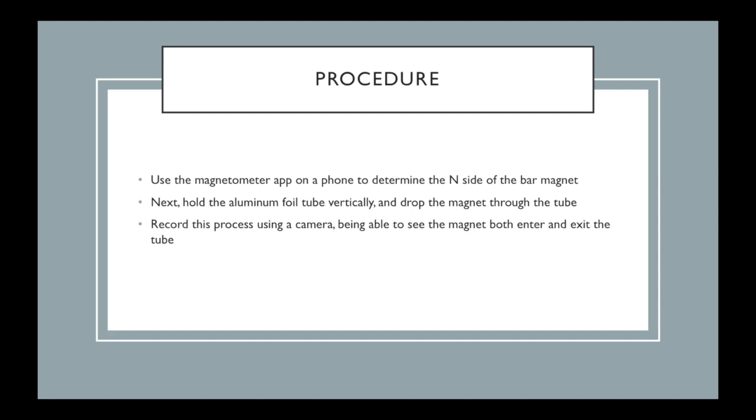In this lab, first, the magnetometer app was used on a phone in order to determine the north side of the bar magnet. Then, the aluminum foil tube was held vertically and the magnet was dropped through the tube 5 times, and the average time was recorded. This process was recorded using a camera, being able to see the magnet both enter and exit the tube in order to be able to get an accurate time.